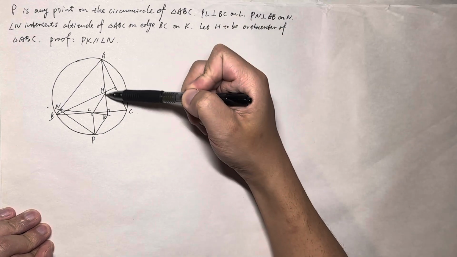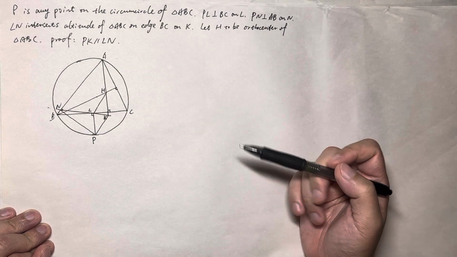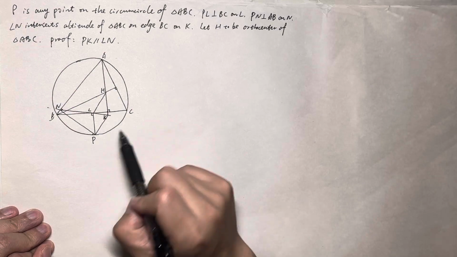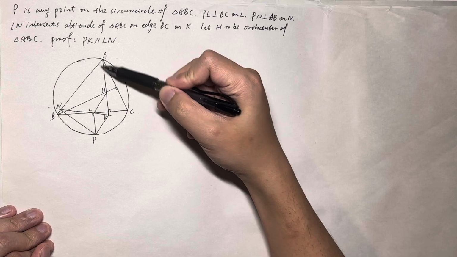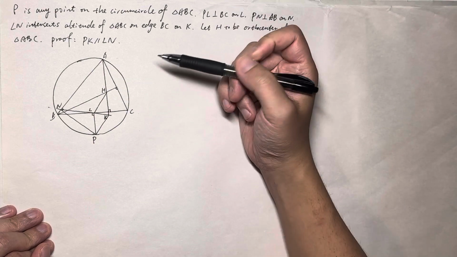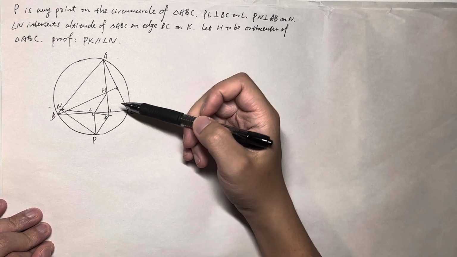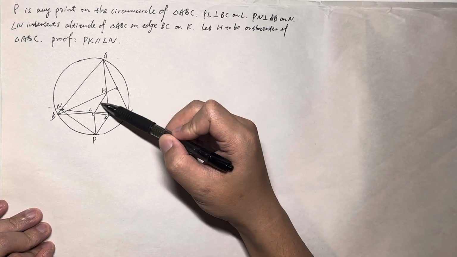Right, so this is the altitude of triangle ABC, the BC edge altitude. Let H also be the orthocenter of triangle ABC. So the altitudes intersect at the point H. Prove PK is parallel to LH.